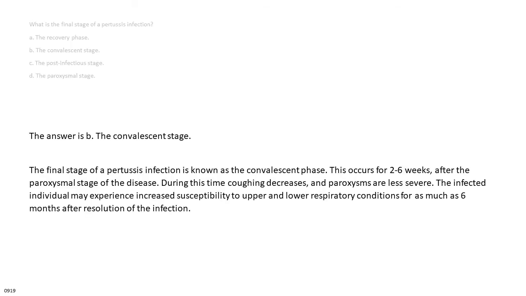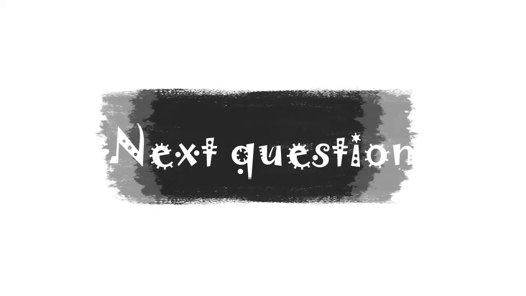The answer is B. The convalescent stage. The final stage of a pertussis infection is known as the convalescent phase. This occurs for 2 to 6 weeks after the paroxysmal stage of the disease. During this time coughing decreases, and paroxysms are less severe. The infected individual may experience increased susceptibility to upper and lower respiratory conditions for as much as 6 months after resolution of the infection.